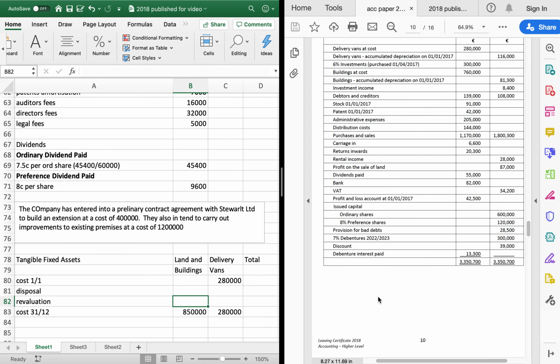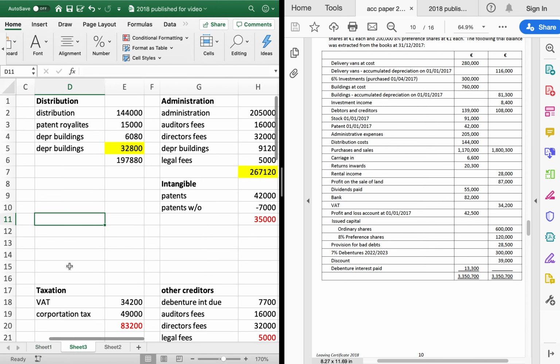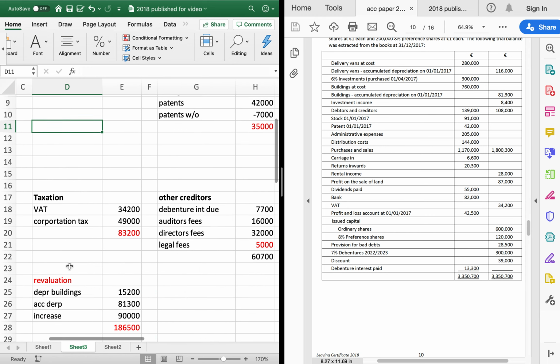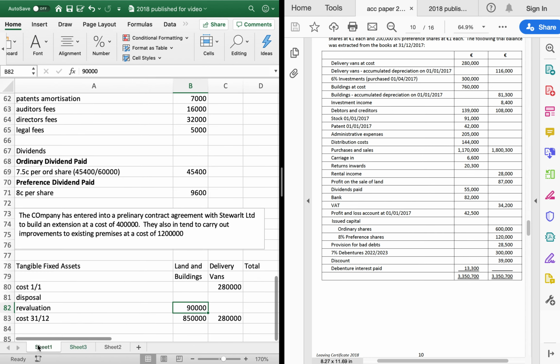We know we revalued them. Well, we know that they went from 760 up to 850. So we revalued them by 90,000. Even in our revaluation working, I can find it there. Yep, 90,000 is the increase. So they went from 750 up to 850.